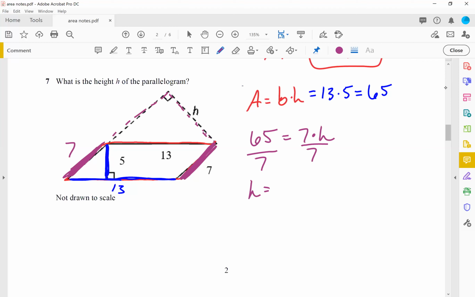So 65 divided by 7 gets you 9.28. And again, I want to round this to the nearest tenth. So it would be 9.3. And that would be whatever units they have.